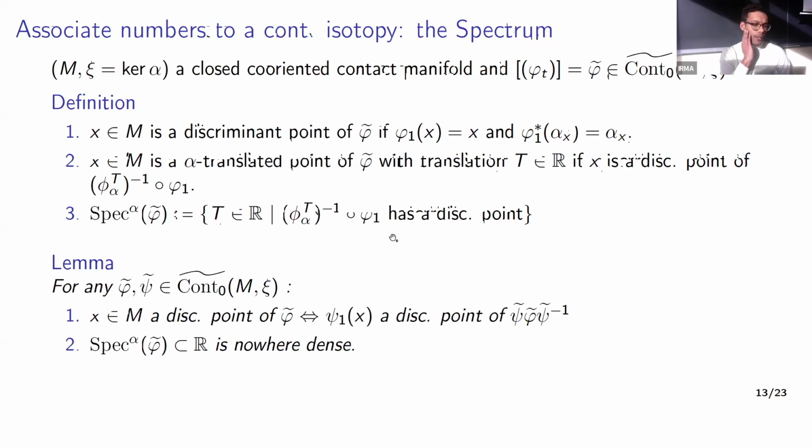A little lemma: as I said, the notion of discriminant point does not depend on the contact form, but only on the contact distribution, so we expect some naturality, and actually there is. x is a discriminant point of phi tilde if and only if psi of x is a discriminant point of the conjugate of phi by psi. I've also received a lot of questions about why we call this set the spectrum. It's not me who first denoted it that way, but this set is not always discrete, even if it very often is. At least it's always nowhere dense. Maybe that's one reason why it's called a spectrum.